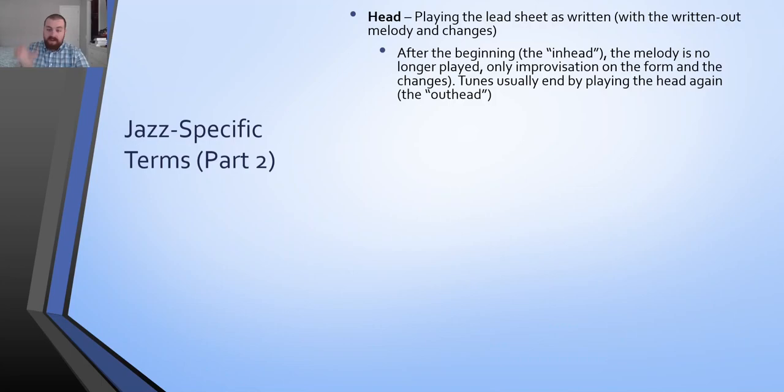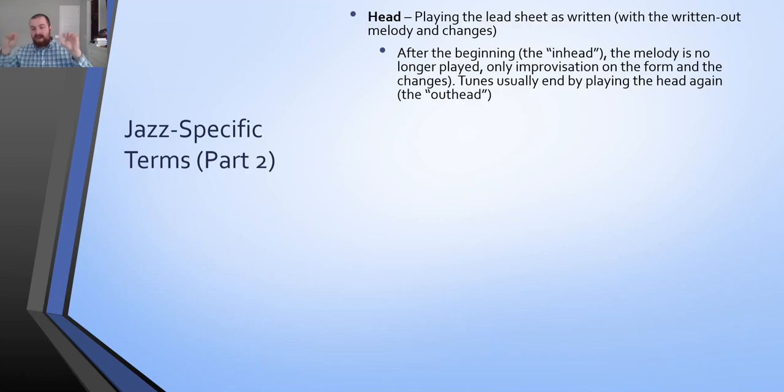After that, you improvise. After the in-head, the melody is no longer played and improvisation happens with the changes, okay? Repeating choruses happen, and then at the very end of the tune, when everybody's done and they're planning to conclude, tunes usually end by playing the head again. We call this the out head. So we have the in head and the out head, which is just a fancy way of saying we play the melody at the beginning of the tune and at the end of the tune, and the middle is all improvisation, okay?